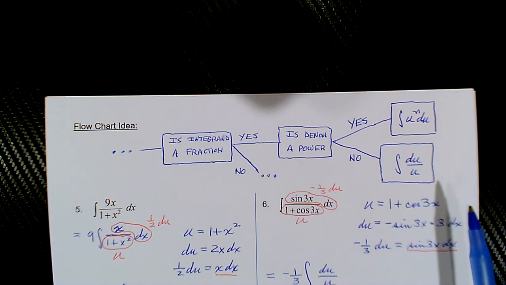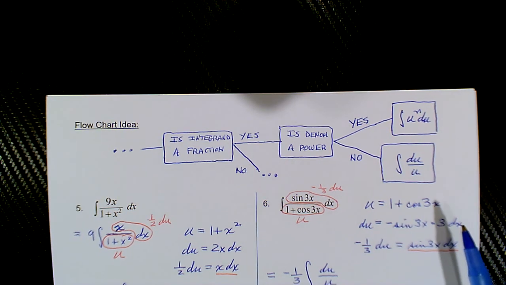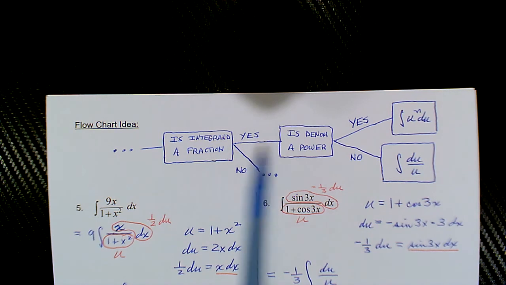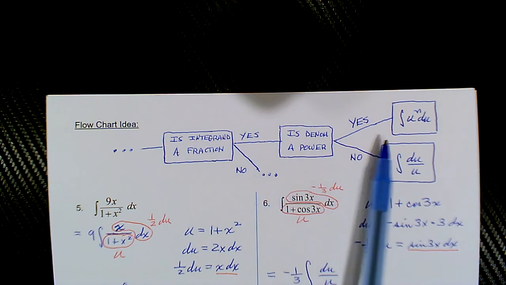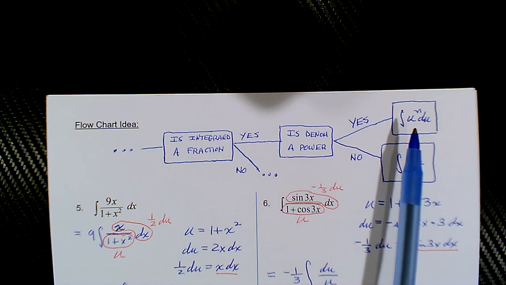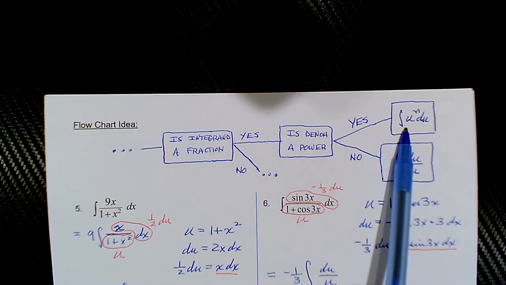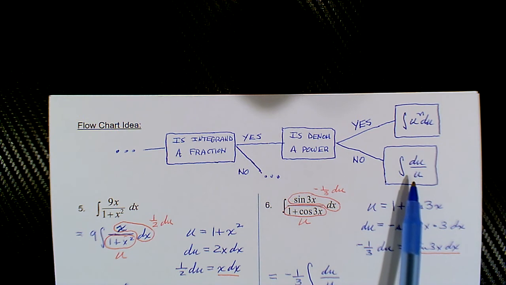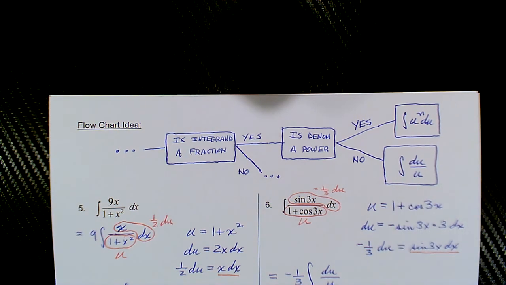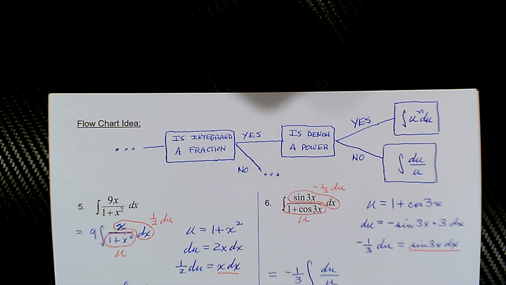And that's basically, once again, just asking the question, do we have a fraction? And if we do, is the denominator a power? And if it is, it's going to be a calc 1 situation, integral of u to the n. And if the denominator is not a power, then we're going to try to fit the form of du over u, which results in the natural log of the absolute value of u, plus a constant, of course.